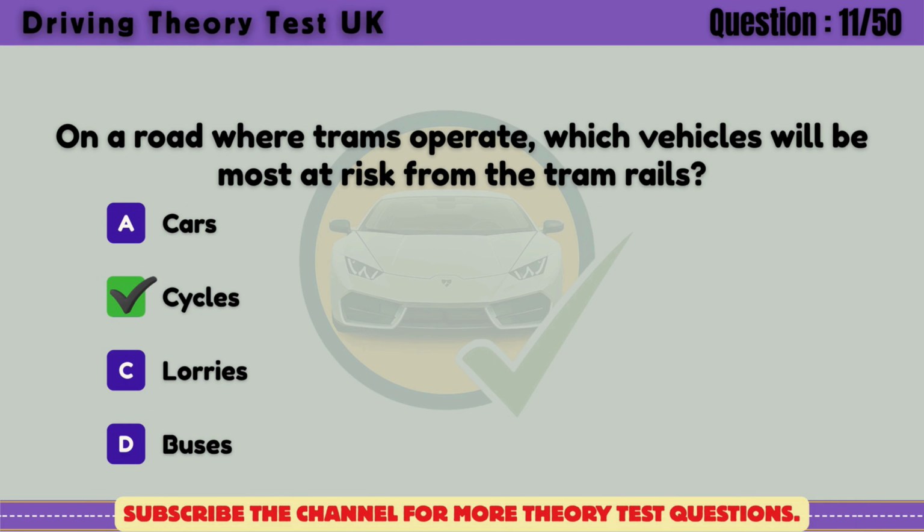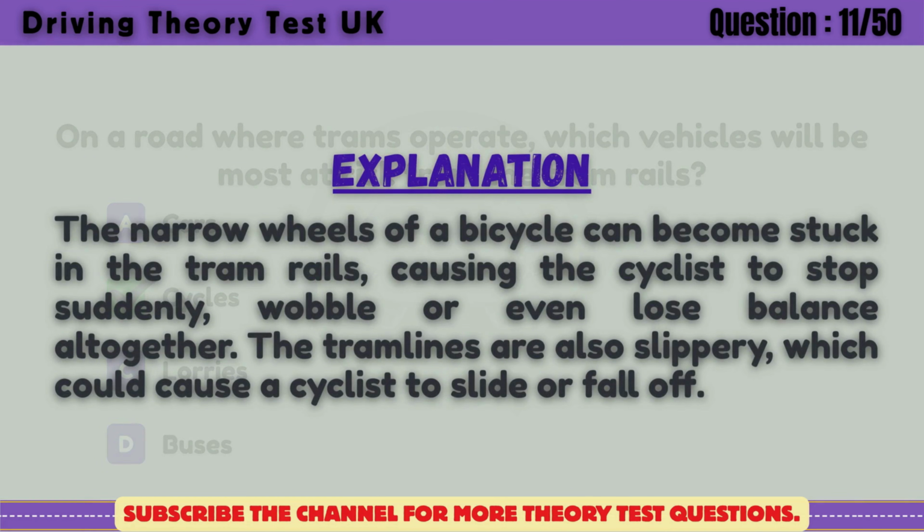Answer is B. Cycles. The narrow wheels of a bicycle can become stuck in the tram rails, causing the cyclist to stop suddenly, wobble or even lose balance altogether. The tram lines are also slippery, which could cause a cyclist to slide or fall off.